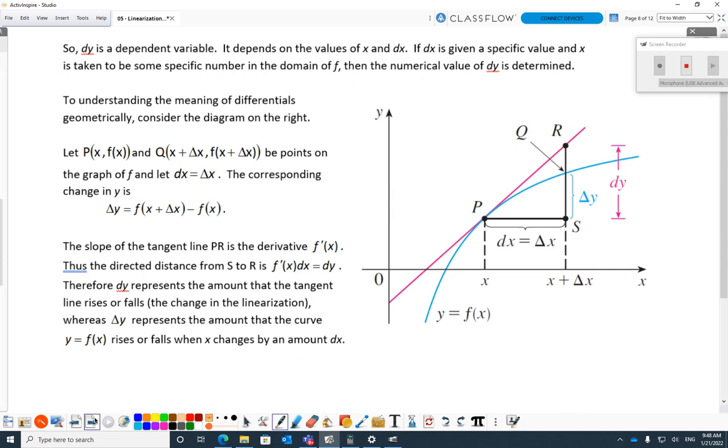On the tangent over here, the dy, this little pink part here, how much it changes in the y, is just take the dx and multiply it by the slope. Yeah, that's what's going on. If you want to know how much the y is changing, take your dx and multiply it by the slope.